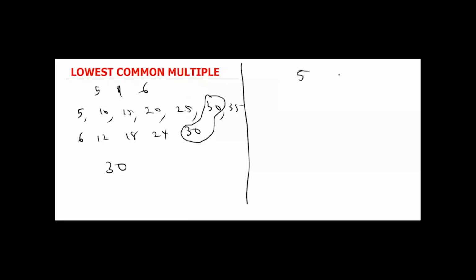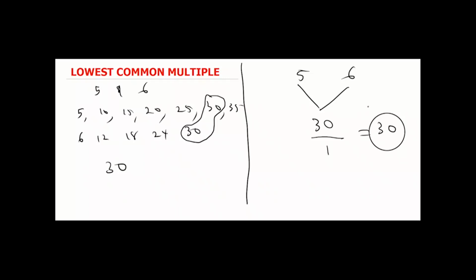You have 5 and 6. You want to get their common multiple. So what you need to do is to get the product of 5 and 6, which is 30. We're not done. You now check what is the highest number that can divide 5 and 6. In this case, it is 1. So when you divide your answer by 1, you still have 30. So that means 30 is the lowest common multiple of 5 and 6.